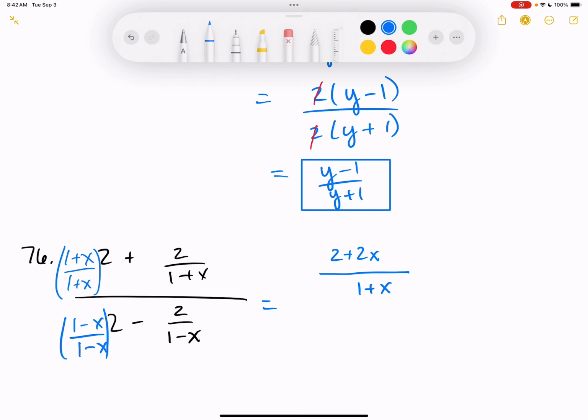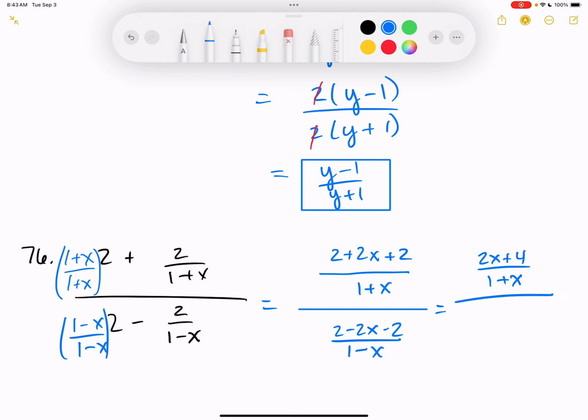And then the plus 2 from over here. All over on the bottom, I've got 1 minus x as my denominator of the bottom fraction. On top, when I distribute, I'm going to get 2 minus 2x, and then the minus from here with that 2, so minus 2. So to rewrite this combined, it is going to be 2x plus 4 over 1 plus x on the top, all over, on the bottom, the 2 minus 2 is going to cancel, so I have negative 2x over 1 minus x.